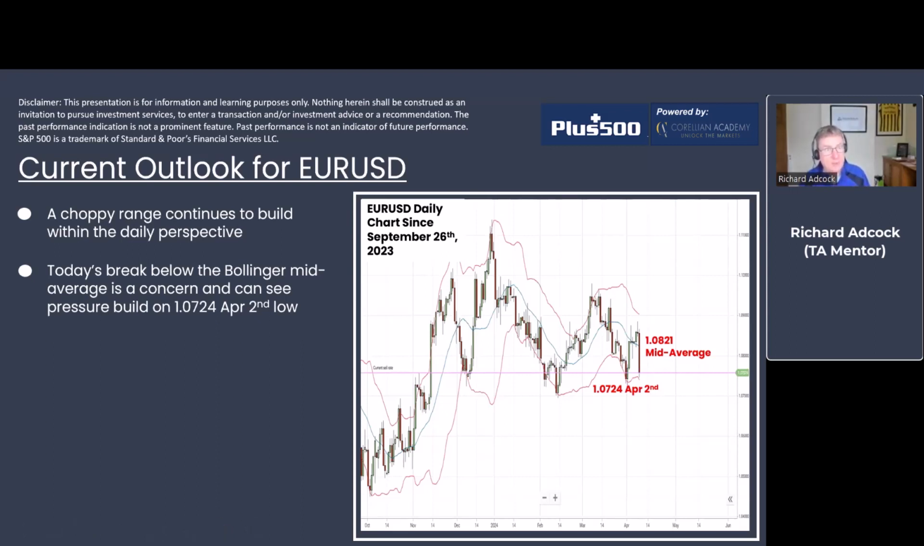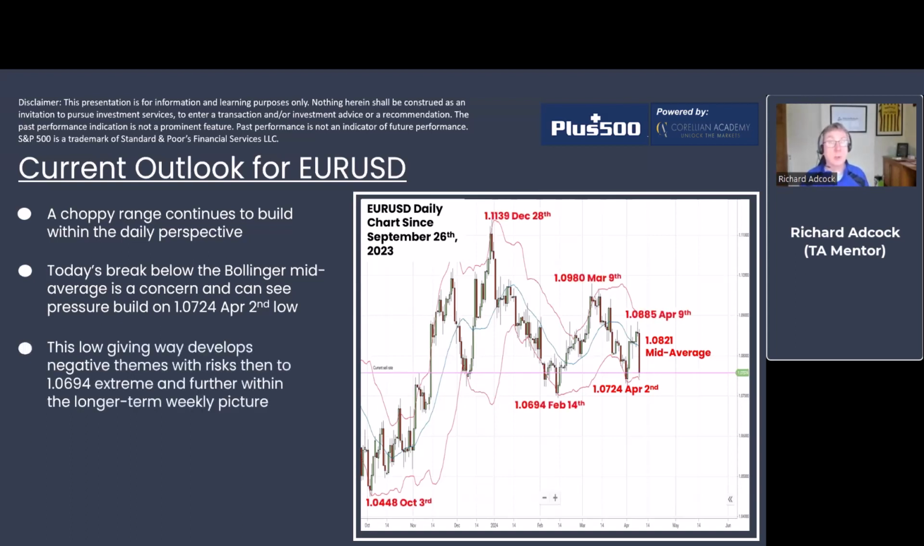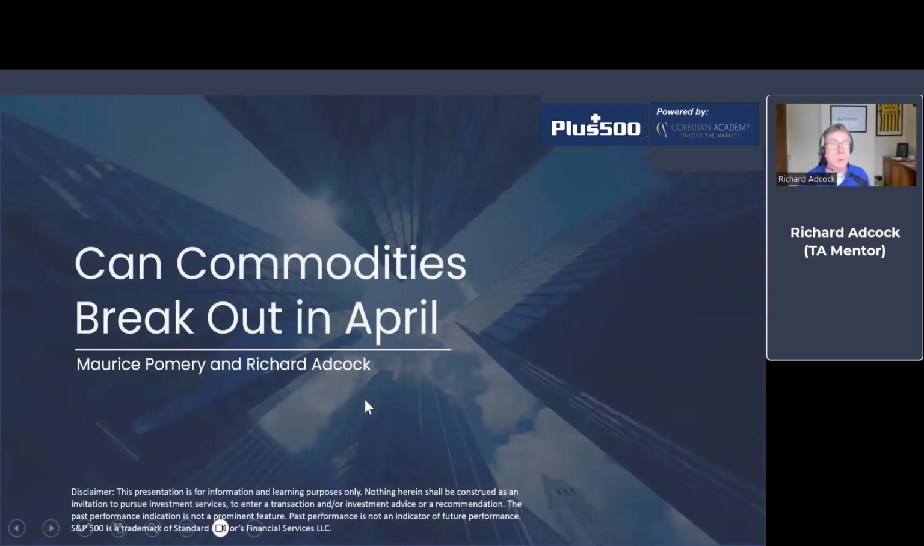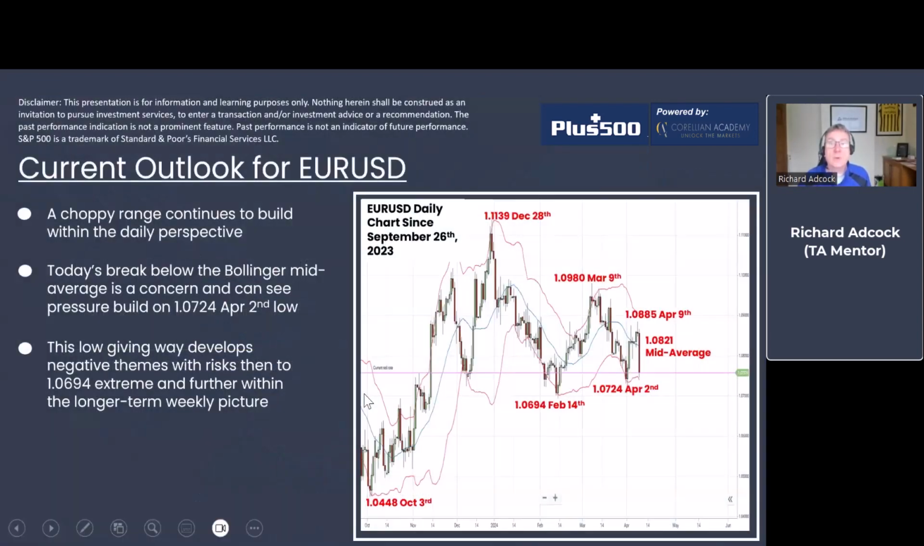So while the current weakness suggests that we can see pressure build on this low, it would really need to give way to develop negative themes, and the risk would then be down towards the February 14th low at 106.94, and possibly further if that starts to give way, because then that links with that weekly perspective and the risk of a deeper sell-off beginning to materialize there as well. So I think, certainly the overall risk is one where we can see further selling pressure, further test of these lows, and the potential for a deeper sell-off to materialize once we start to see these support levels or the resistance to the upside start to give way.